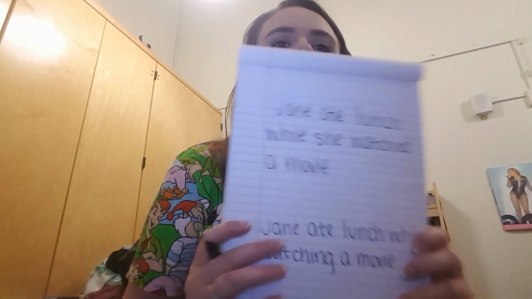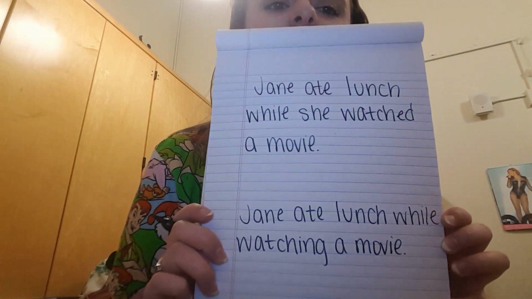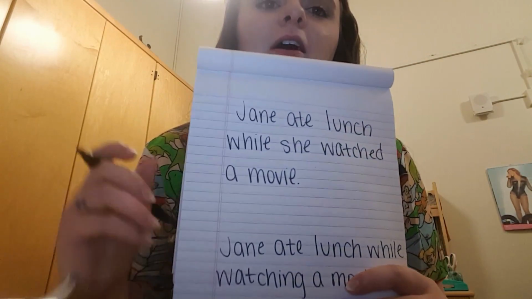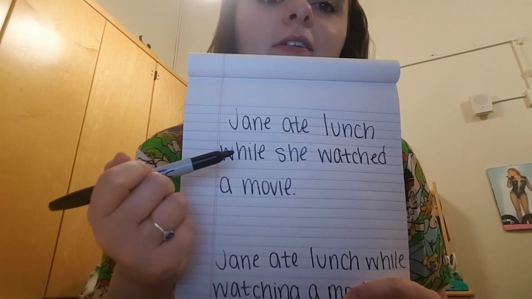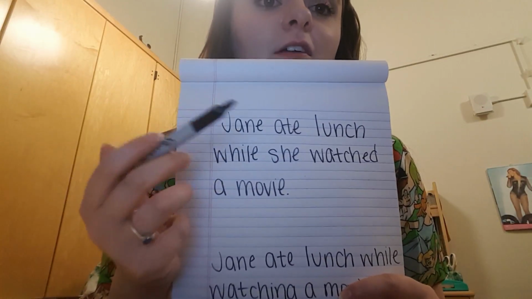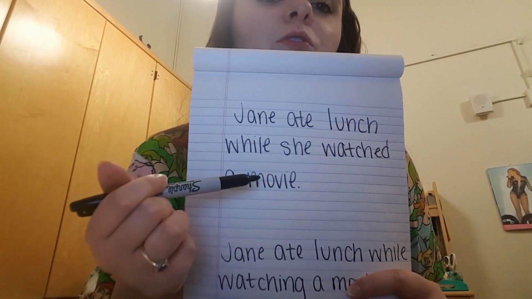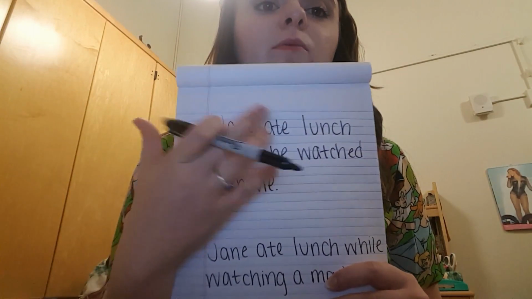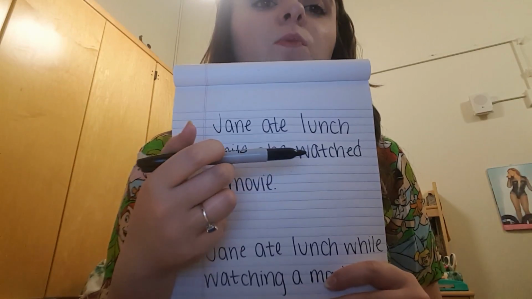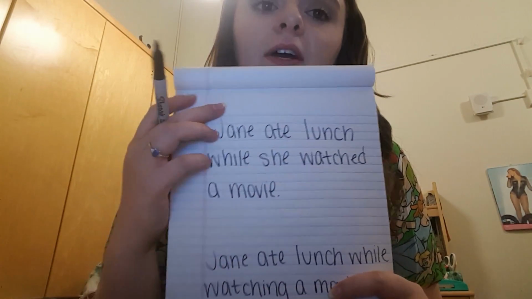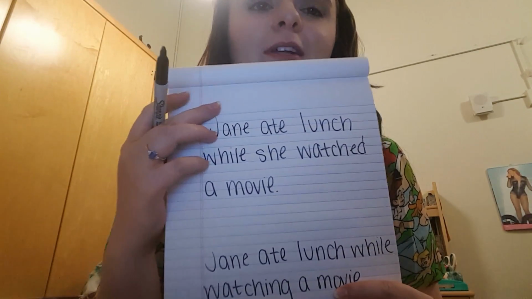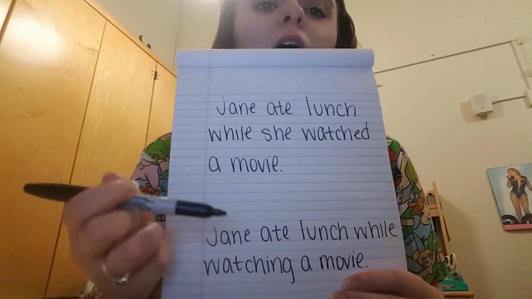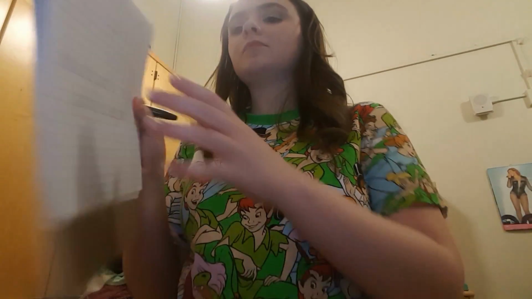Okay, so the new sentence should be, Jane ate lunch while watching a movie. And this is because, right, the adverb clause comes after while, because while is the adverb. She watched a movie, right? So to reduce this, we take away the subject, which is she, and we need to make watched into progressive form. So we need to say watching. We need to add ing, right? So, Jane ate lunch while watching a movie.